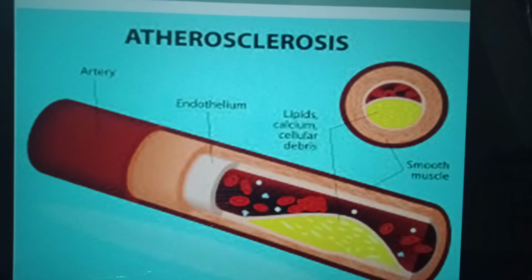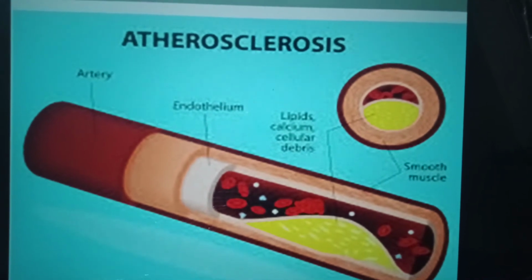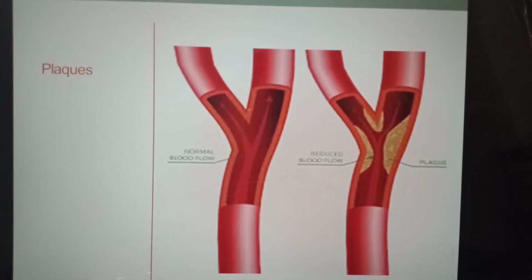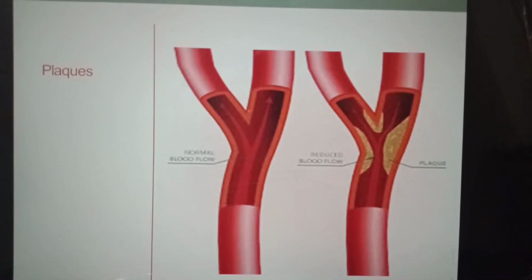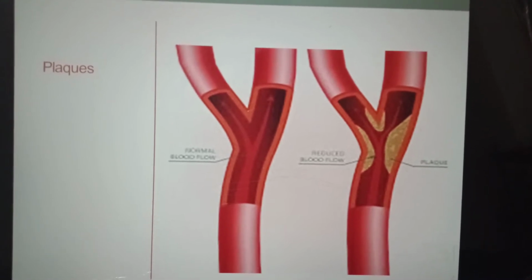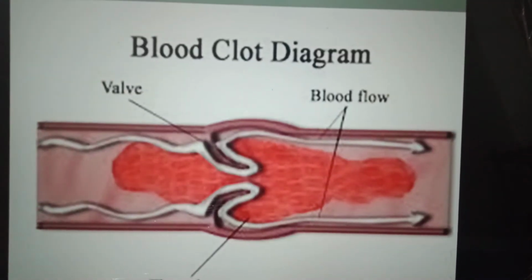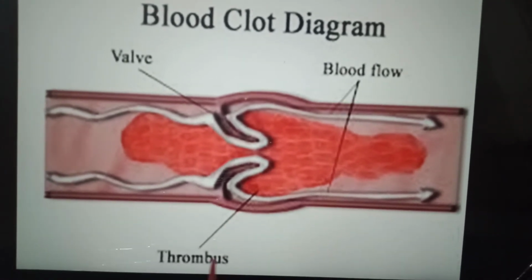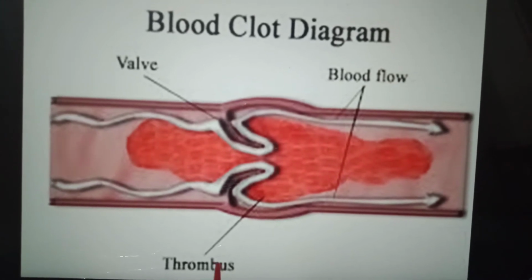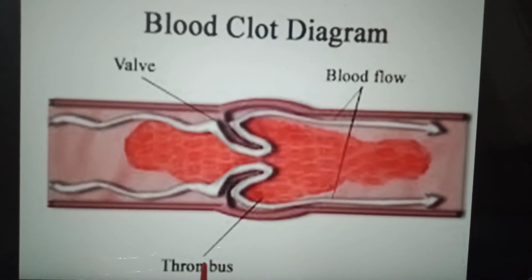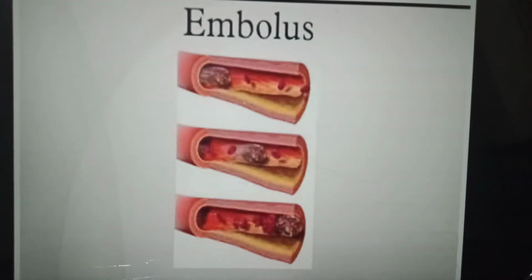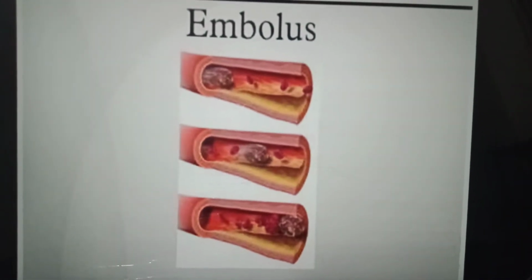Accumulation of cholesterol is the prime contributor to atherosclerosis. It results in the formation of multiple deposits called plaques within arteries. Plaques can form blood clots called thrombus within arteries. If this thrombus dislodges and becomes freely floating, it is called embolus.